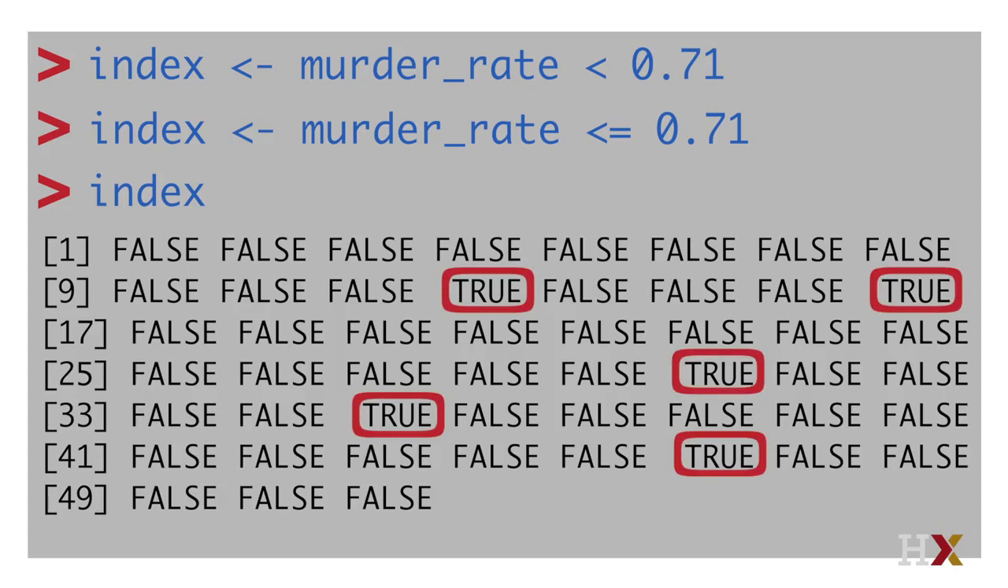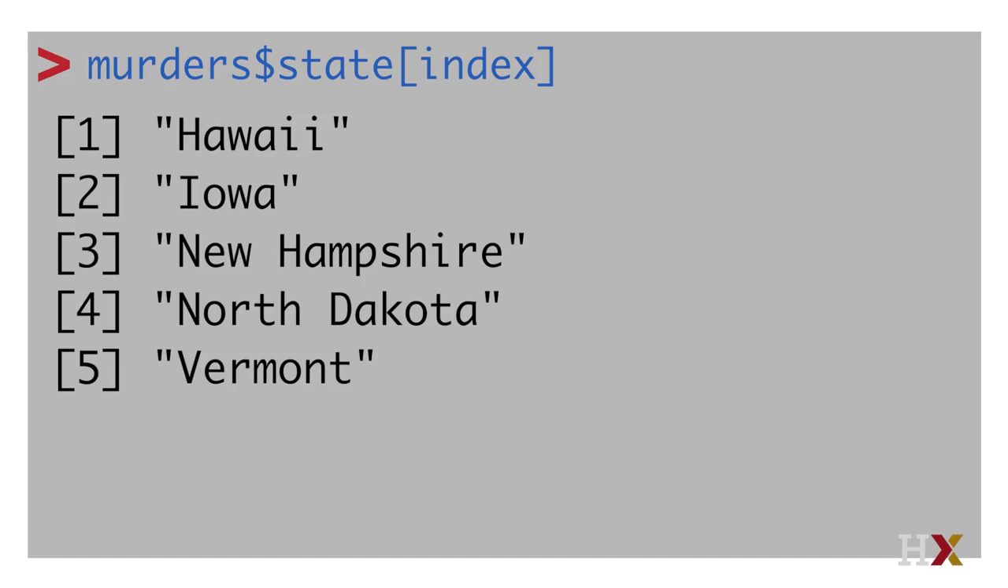To see which states these are, we can leverage the fact that vectors can be indexed with logicals. So if we type murders $state and then index with the index object, we get the answer. It's Hawaii, Iowa, New Hampshire, North Dakota, and Vermont.